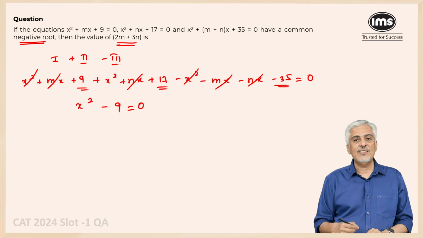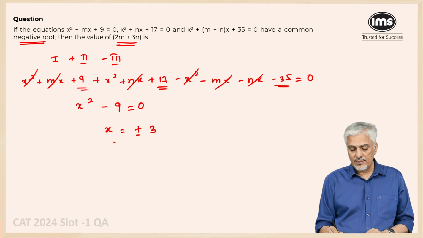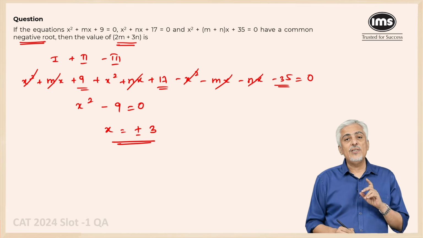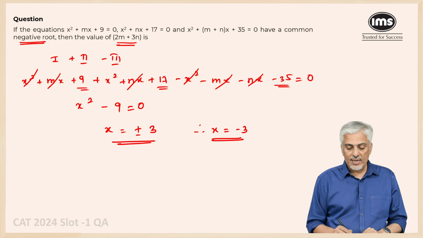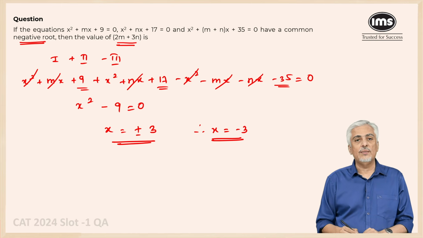x square minus 9 is 0, which means x square is 9. So x is plus or minus 3. That means the common negative root which we want will be x is minus 3. That means x is minus 3 is common in all of them.